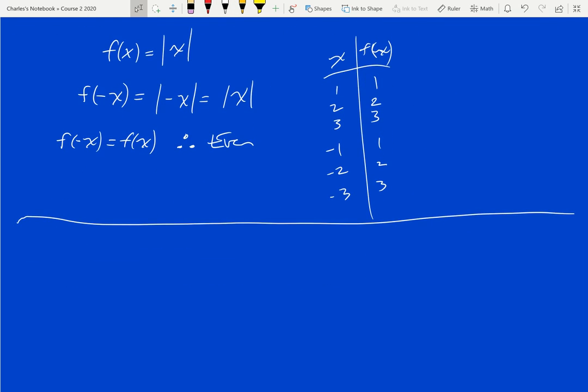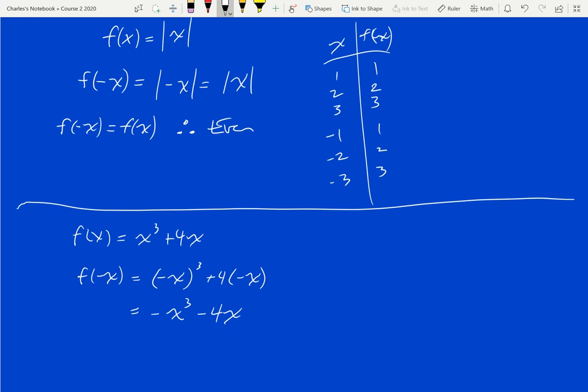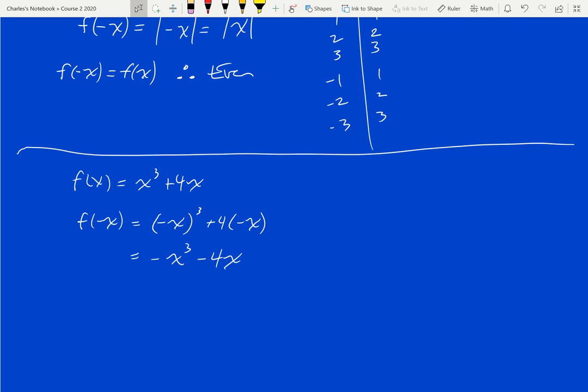Let's try another one. Let's say f of x is equal to x cubed plus 4x. f of negative x is going to be negative x cubed plus 4 times negative x. If I simplify that a little bit, I'm going to get negative x cubed minus 4x. And that is clearly not the same as f of x. So at this point, I can rule out the fact that it might be even.